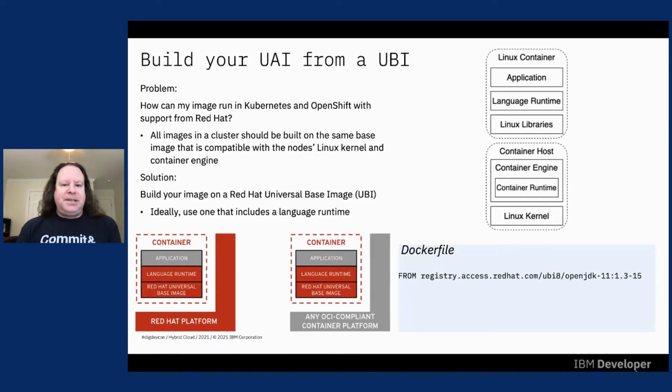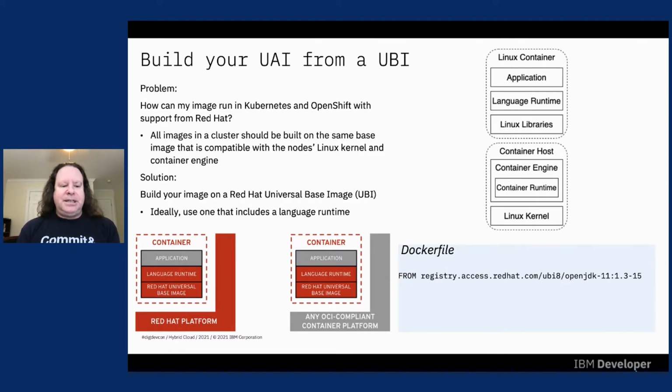The first best practice is that you should build your application image from a Red Hat Universal Base Image, a UBI. A UBI is something that comes from Red Hat, and in that image, they use Linux libraries that come from Red Hat Enterprise Linux. And those libraries are built and designed to be compatible with the Linux kernel that OpenShift runs on. So this way, you know that your image and the kernel are going to be compatible.